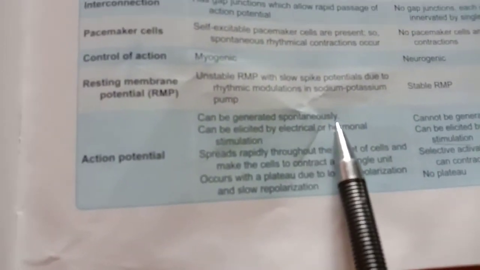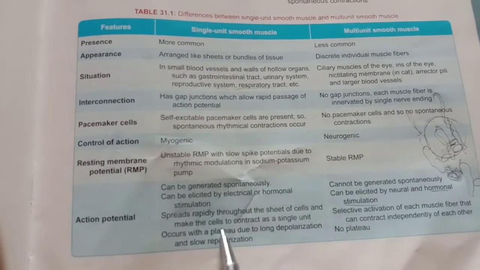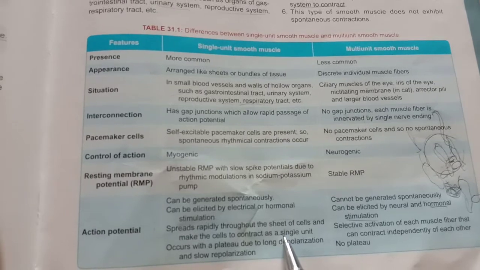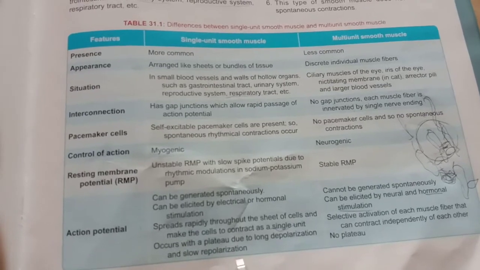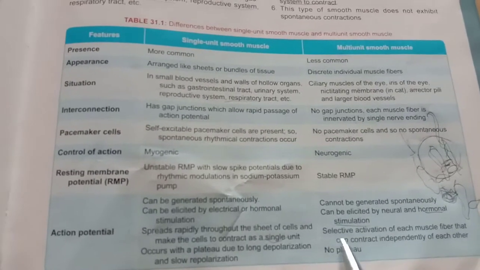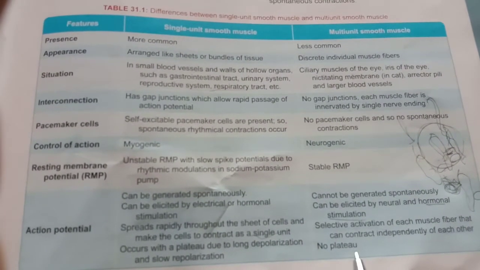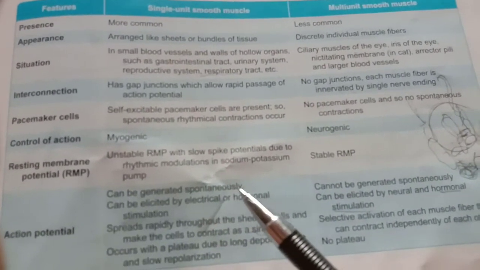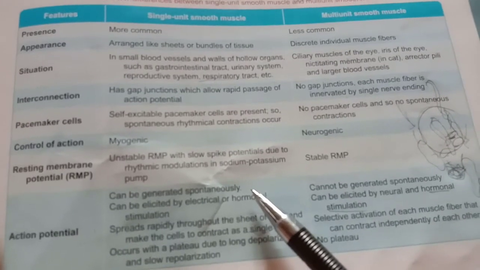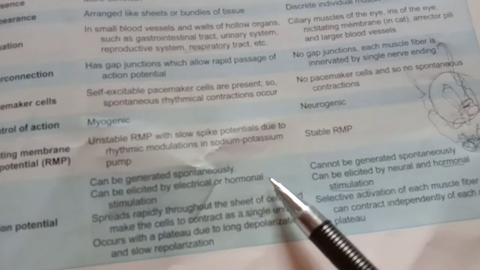See, now going to the action potential. It can be generated spontaneously, can be elicited by electrical or hormonal stimulation, spreads rapidly throughout the sheet of cells and makes the cells contract as a single unit. This is important: as a single unit, and it occurs with a plateau due to long depolarization and slow repolarization. In multi-unit there is selective activation of each muscle fiber, which can contract independently of each other, so it cannot be generated spontaneously.